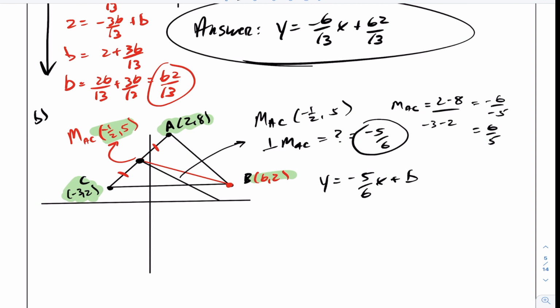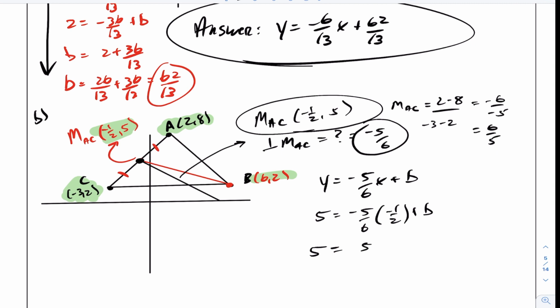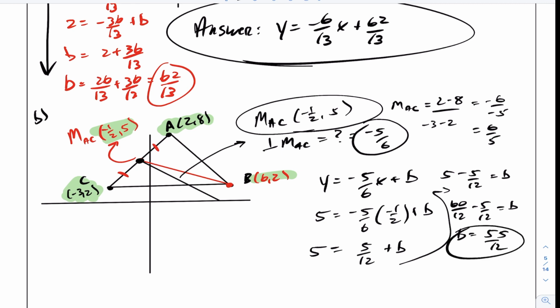The only point I have to sub in here is negative 1/2 and 5, so I'm going to go ahead and sub that in. So y is 5 here, and x is going to be minus 1/2, and I end up getting 5 equals 5 over 12 plus b, in which case I get 5 minus 5 over 12 is b. 60 over 12 minus 5 over 12 is b, and b is 55 over 12. So the equation of this line is going to be y equals negative 5 over 6 x plus 55 over 12.